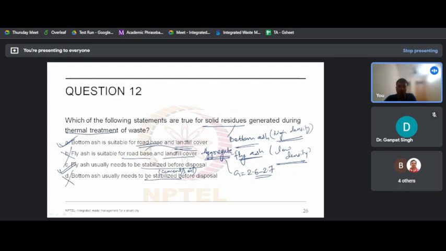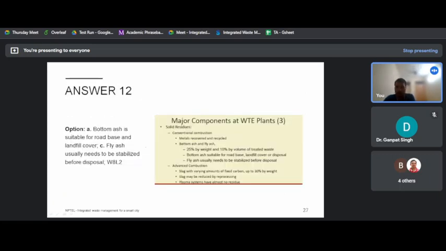So options A and C are correct. We'll discuss this using the slide also. Bottom ash is suitable for road base and landfill cover, so option A is correct. And fly ash needs to be stabilized before disposal since it has a lower density, so C is correct. Students can refer to the second lecture of this week.